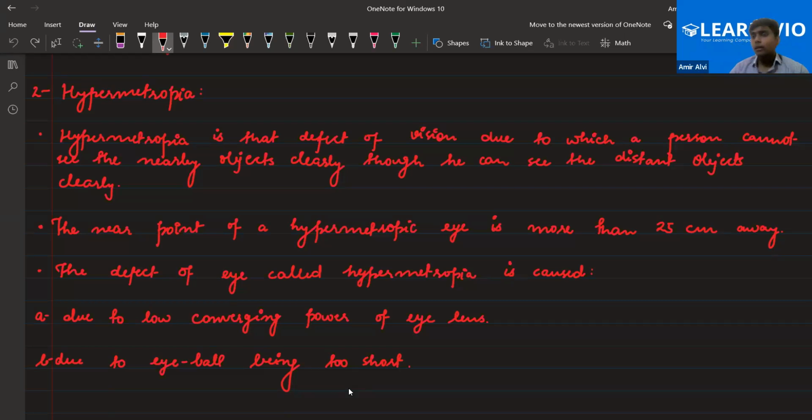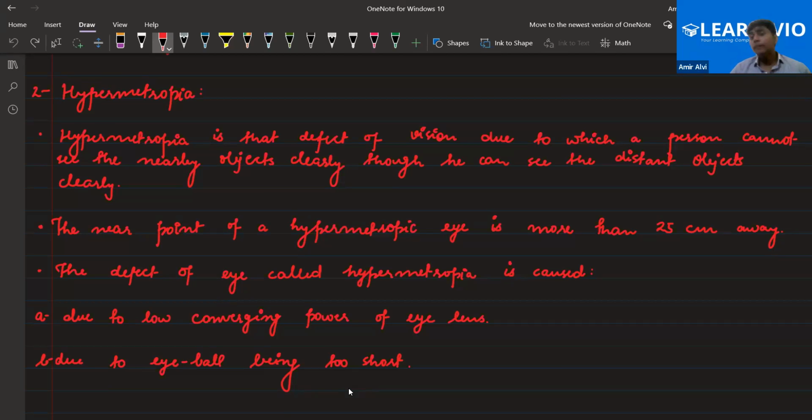Yes, Maha. You said that a hypermetropic person has to keep the object very near to see it properly, but they can see distant objects clearly, not the nearby ones. But if they keep it near, how will they see it?